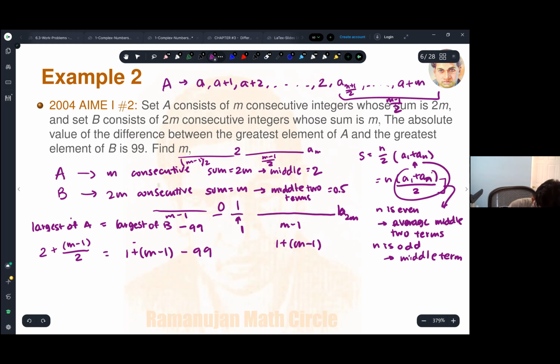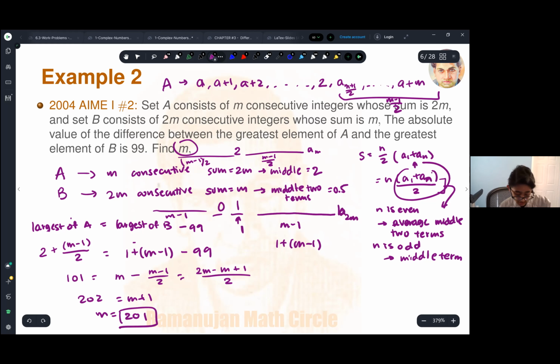And so now you just have to solve for m because they're asking for m. So this is obviously 101 is equal to m minus 1 divided by 2. This can be written as 2m minus m plus 1 over 2. 202 is equal to m plus 1. And so m is equal to 201.